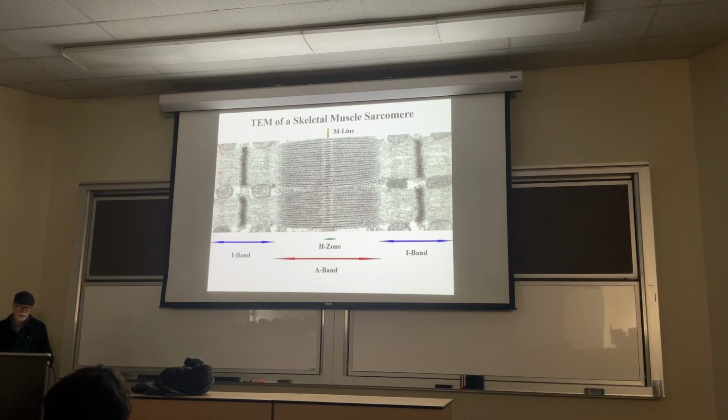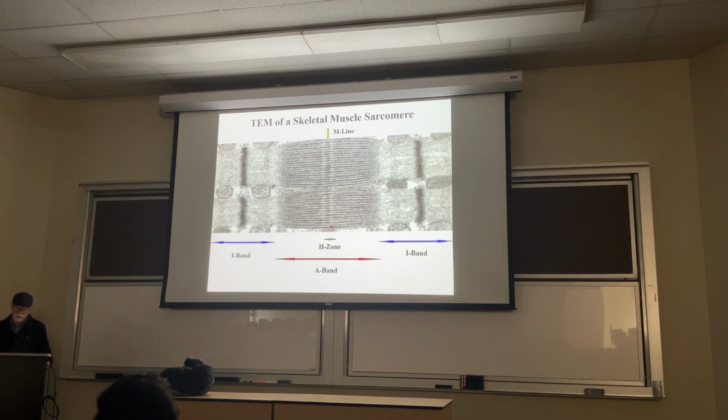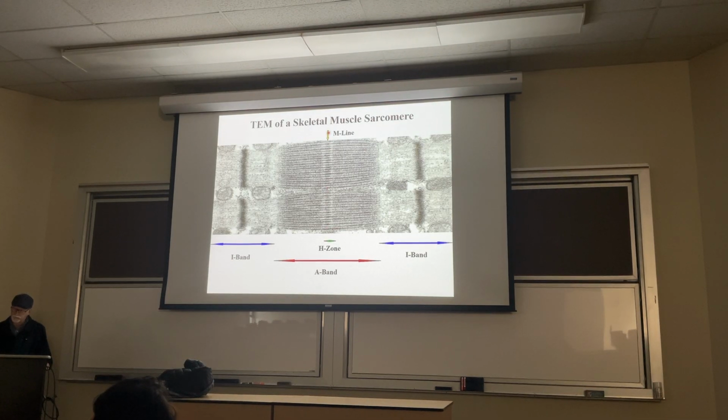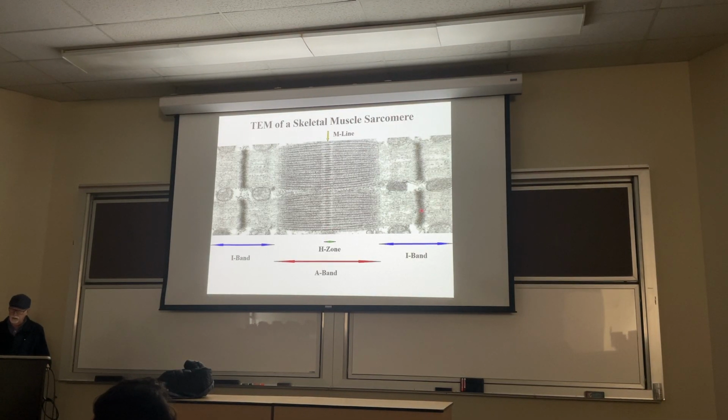So this is the I band, this lighter staining region. This is the A band. You can see it on the list here, but it's from here to here. Here is the H zone, right from about there to there. And then there's the M line right in the middle. Here's the other Z line.